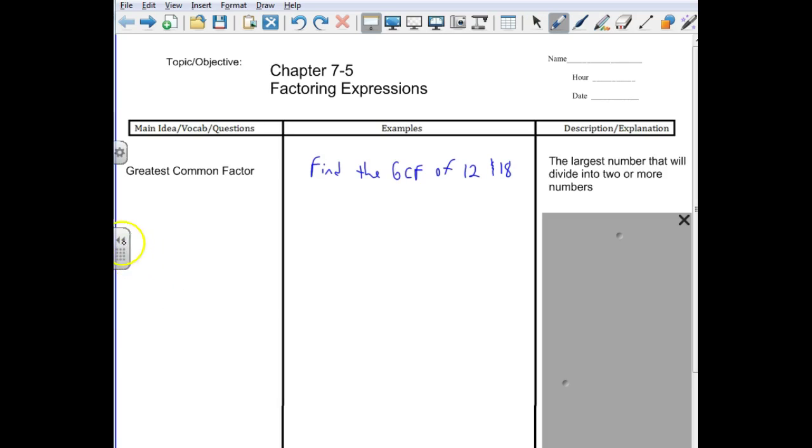And in front of you, you would need to have a piece of paper to take notes. If you don't have this template, you can do it on your own paper or just watch this video for review if necessary. Chapter 7-5, we are factoring expressions.